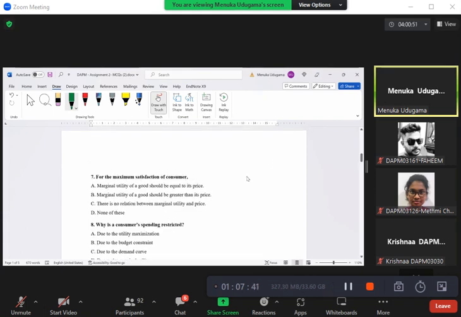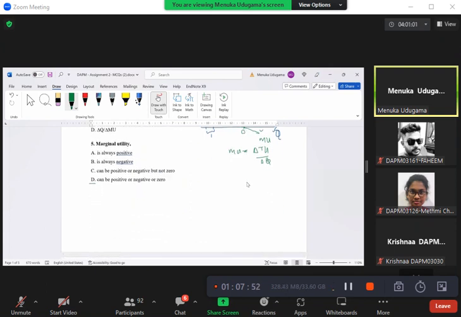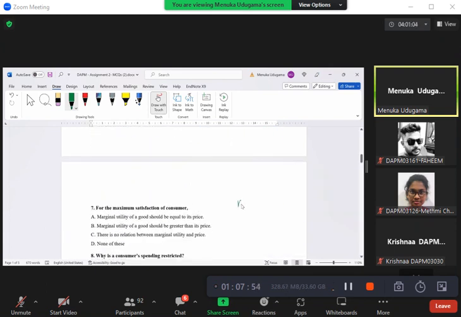For the maximum satisfaction of a consumer, what's the answer for this one? We said that if something is free, you can go up to the total utility maximum point. But if that good or commodity has a price now, how would you find that point? It's the point where the marginal utility equals price.